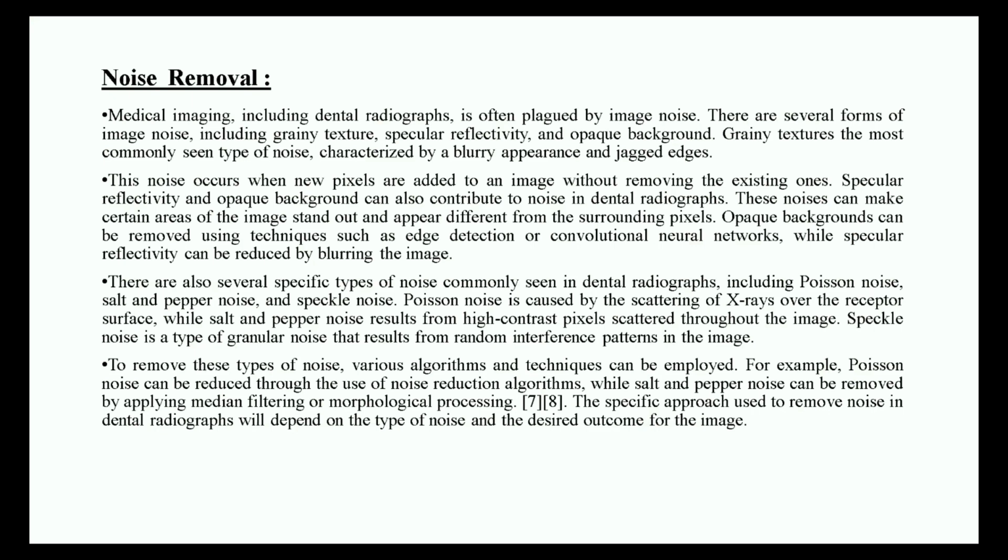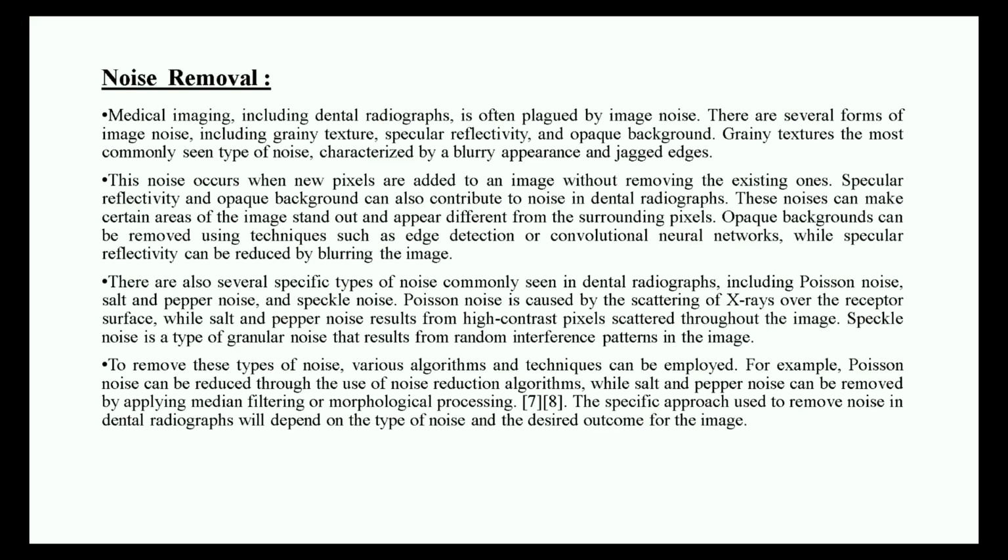Opaque backgrounds can be removed using techniques like edge detection or CNN, convolutional neural networks, while specular reflectivity can be reduced by blurring the image. There are also several specific types of noise seen in dental radiographs, including Poisson noise, salt and pepper noise, speckle noise, etc. Poisson noise is caused by scattering of X-rays over the receptor surface, while salt and pepper noise comes from high contrast pixels scattered throughout the image. Speckle noise is a type of granular noise that results from random interference patterns in an image. To remove these types of noise, various algorithmic techniques can be employed.